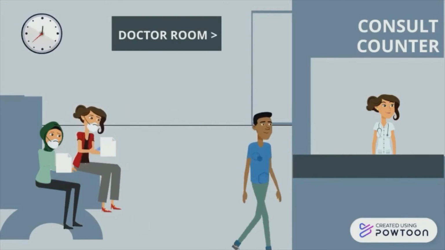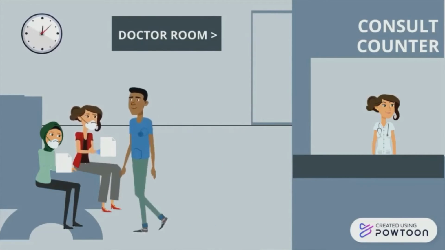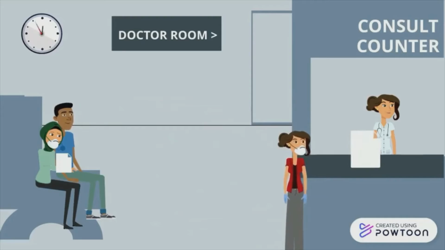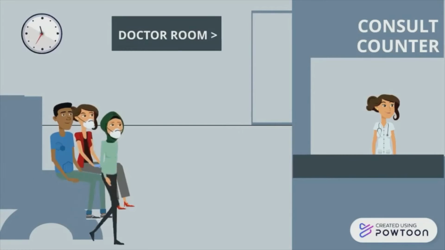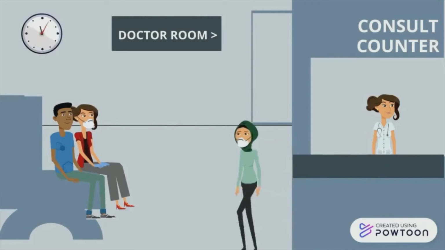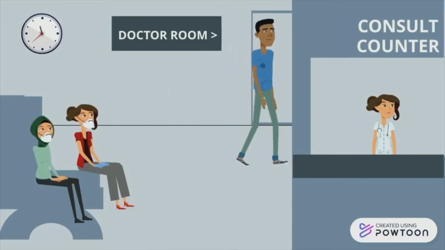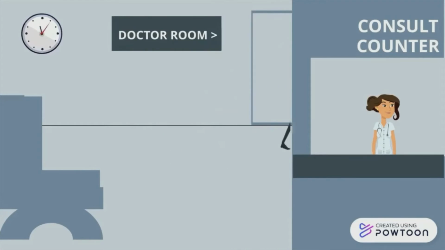Patient B submits the form first, followed by patient C, then patient A. Patient B is consulted first, then patient C and patient A. It is because the burst time, which is illustrated by the time they finish filling up the form, for patient B is the shortest, followed by patient C and patient A.